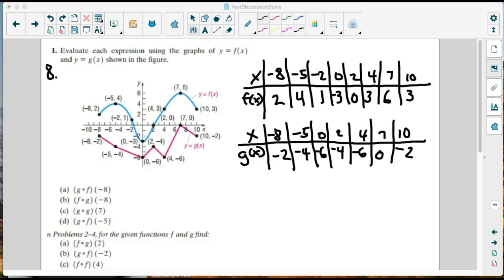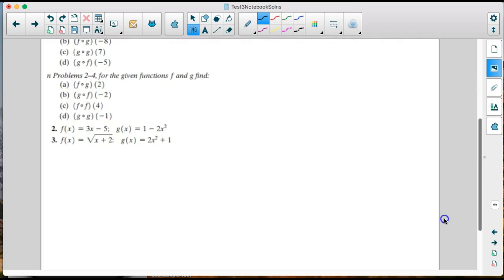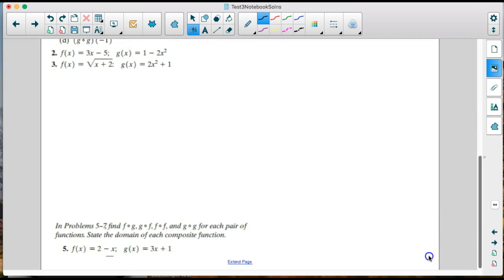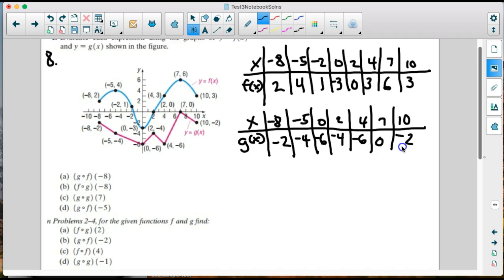Okay, in this video, we're going to look at evaluating composition functions. We have these problems from the textbook we're going to use to review composite functions. So, first, the first three problems are just evaluations.